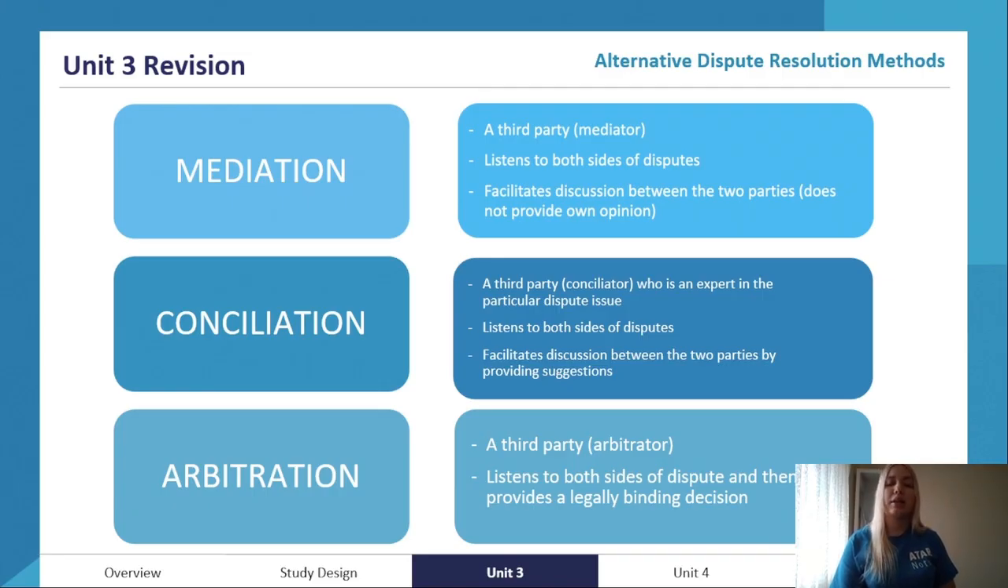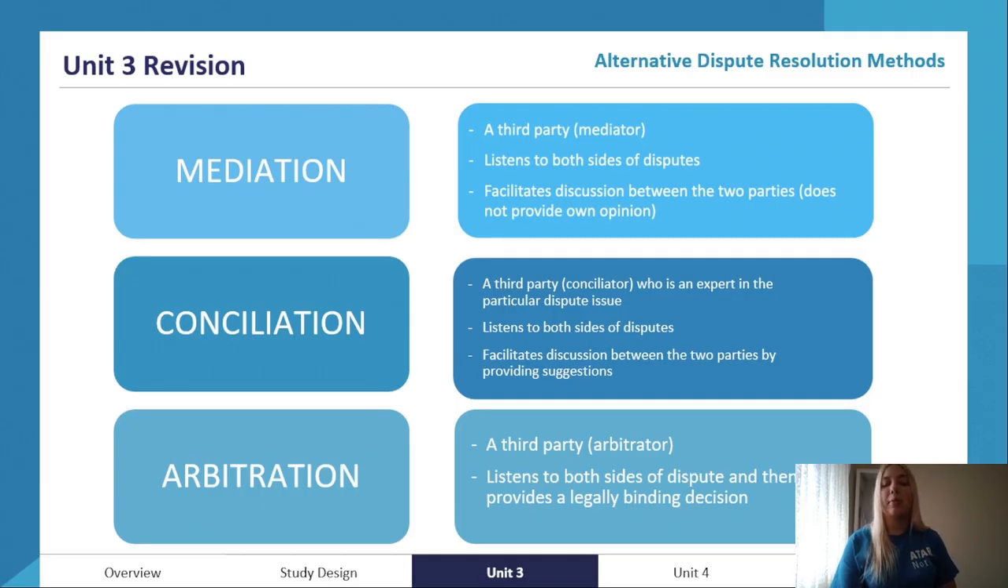Conciliation uses a conciliator who's actually an expert in the particular dispute issue. Again, they'll listen to both sides of the dispute, but they can actually provide suggestions of what the parties should do and what the solution should be to their dispute. Ultimately, it is up to the parties to come to a voluntary agreement, though.